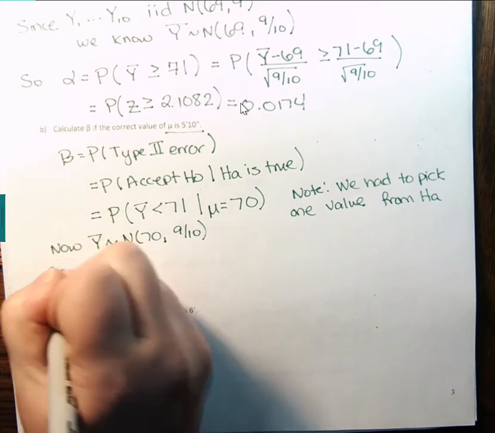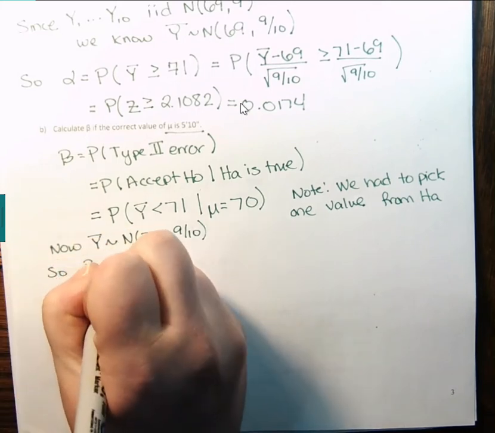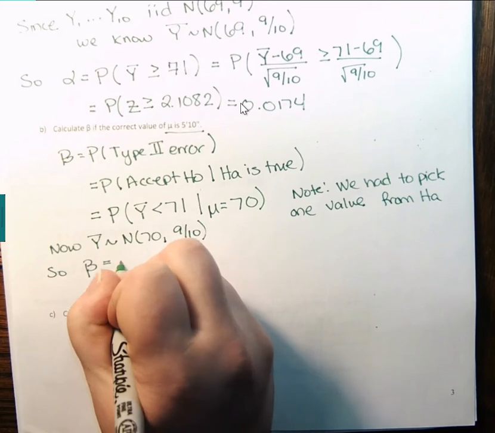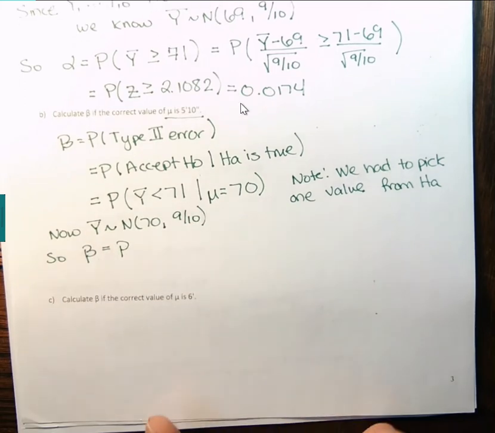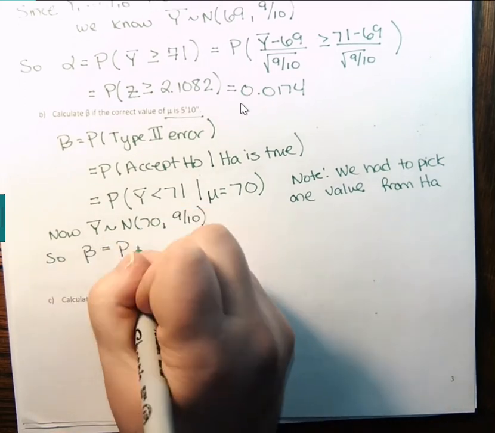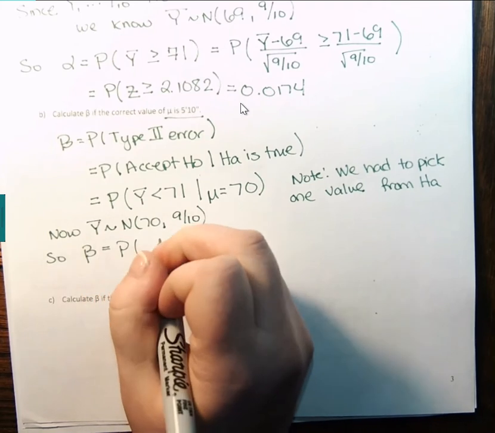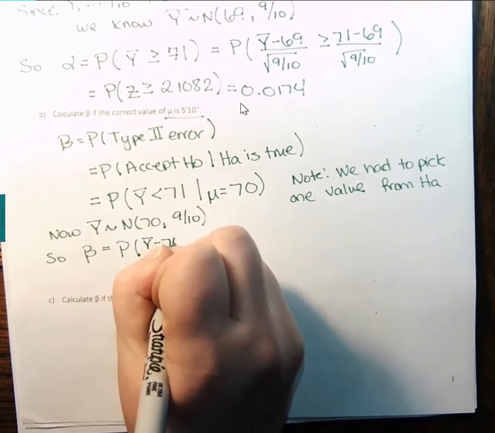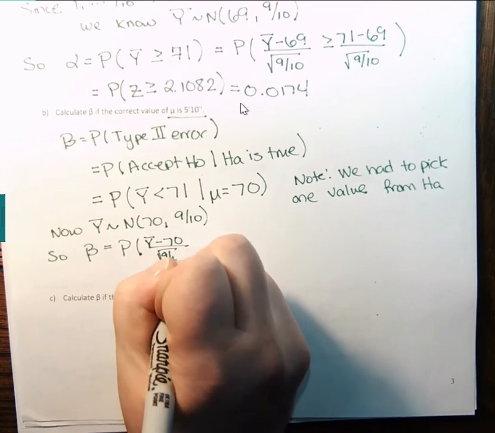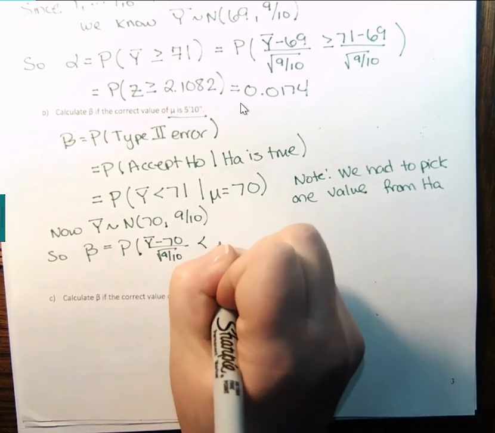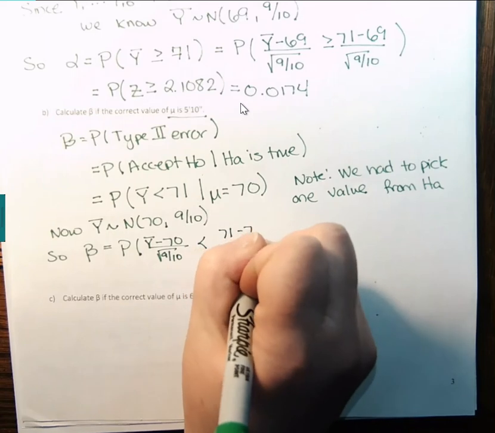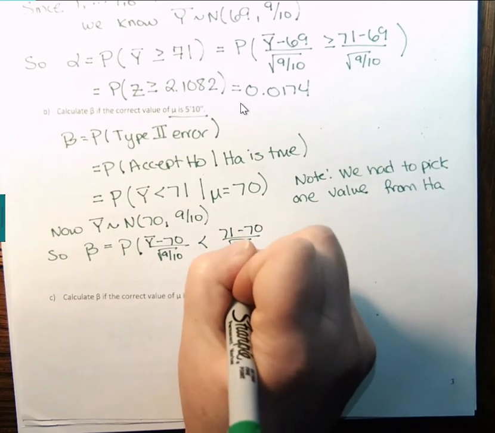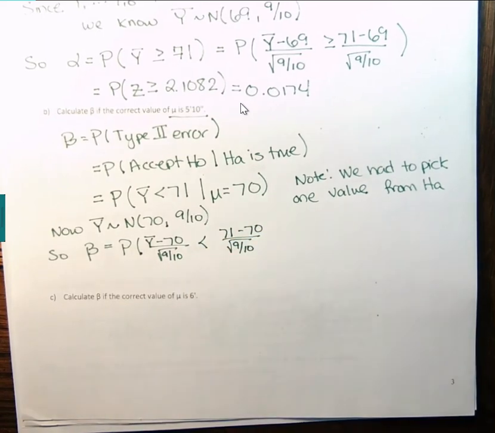So if we want to find beta, we find that beta is equal to the probability that Y bar minus 70 divided by the square root of 9 divided by 10 is less than, this time, 71 minus 70 divided by the square root of 9 over 10. So that's exactly what we did before. We're standardizing both sides.